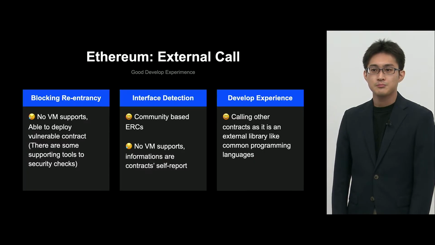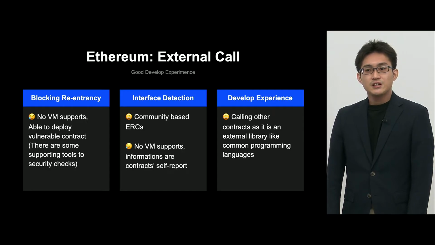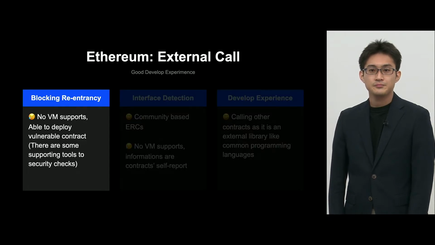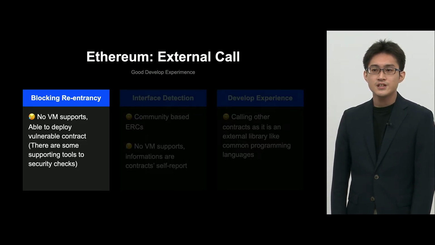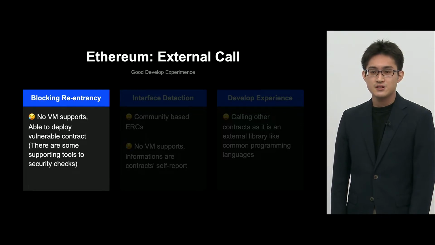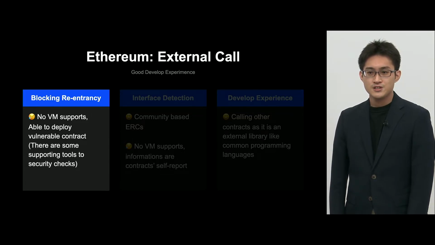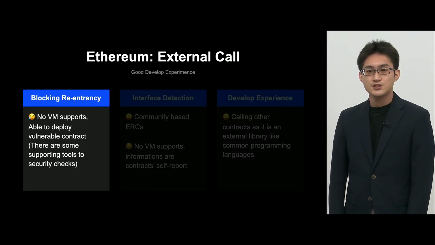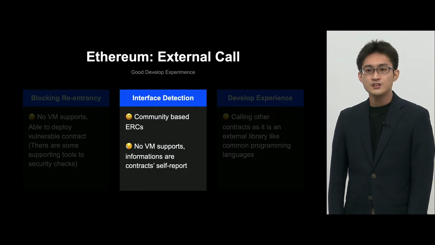On the other hand, CosmWasm does not have a validation detection function of the interface. Let me summarize. First, the external call of Ethereum. First, for reentrancy tolerance, it does not have a very good function. Ethereum itself is able to deploy a contract that is vulnerable to reentrancy, which means the contract needs to do its own locking and to defend itself. On the other hand, there is an external tool that does a security check for the contract code, but the chain itself does not have a good function or feature.